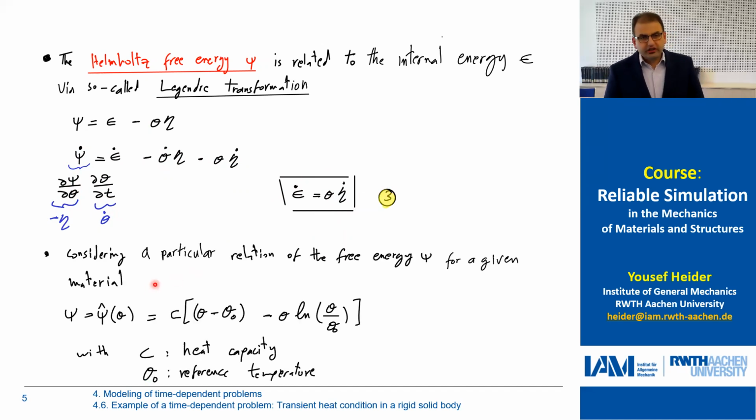Now, if we consider a particular relationship for the free energy, so for a simple case, we could specify this as is given in this relationship. So the internal energy would be equal to C, which is a constant, the heat capacity, multiplied by zeta minus zeta 0 minus zeta logarithm of zeta to zeta 0. Depending on the materials, let's say this can be applied, for instance, for some metal material. And zeta 0 would be then the reference temperature.